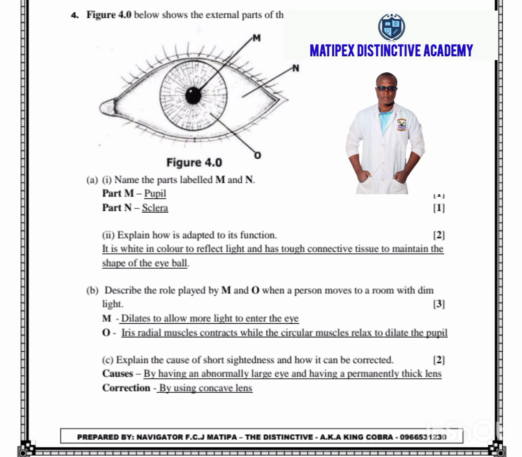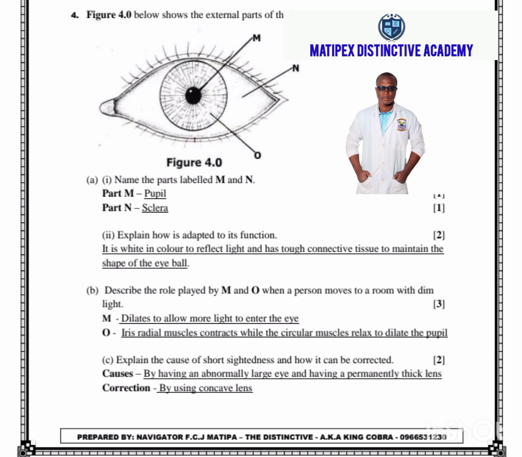Question B is saying describe the role played by M and O when a person moves to a room with a dim light. M is the pupil and O is the iris. So they want us to describe the role played by the pupil, which is M, and the iris, which is O, when a person moves to a room with dim light.